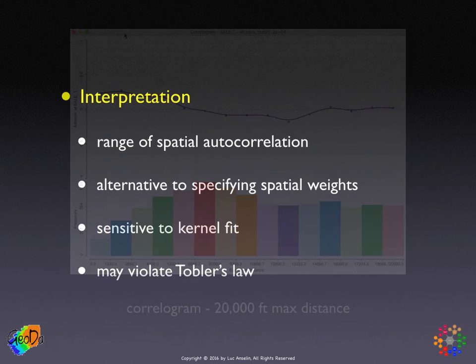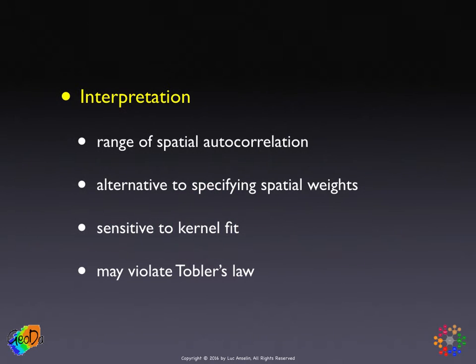So the upshot is the use of the nonparametric approach. It gives us a measure of the range of spatial autocorrelation, which the traditional Moran's I and Geary's C really don't do. That's more of an all or nothing approach. You don't have to specify spatial weights. Of course, you do have to specify a distance metric. The measures are sensitive to the fit of the kernel, and they may violate the positive covariance rule, and they also may violate Tobler's law. It's actually quite common to see an autocorrelation that increases with distance, which is in direct violation of Tobler's law.